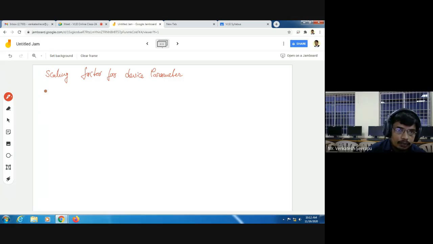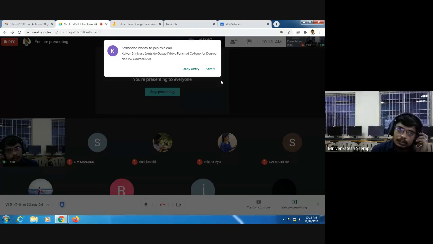Okay, for the first parameter, I will take the gate area. Let us consider the gate area as AG. So what is the formula for area?